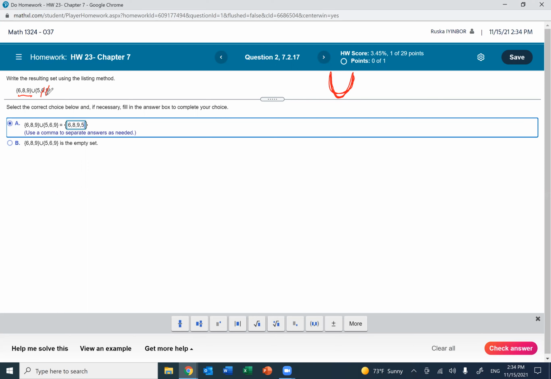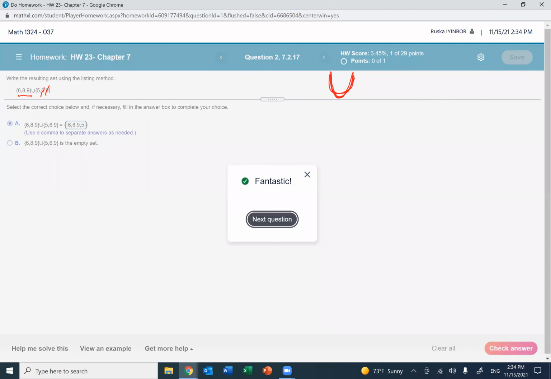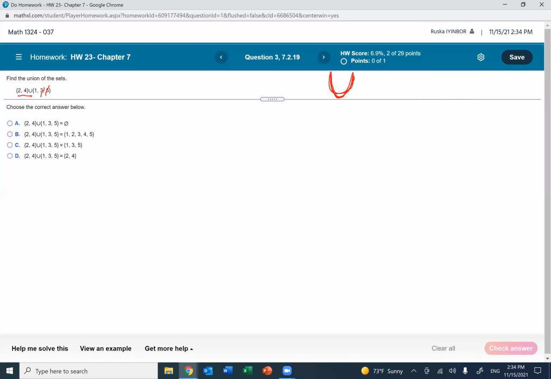We're not including 6 again because 6 is already included in the first set, and we're not including 9 because it's repeating. And we're gonna check that, it's also the correct answer. Then we're going to go to the next one where we have to find the union again. And we have to choose the correct answer here, so it's multiple choice.